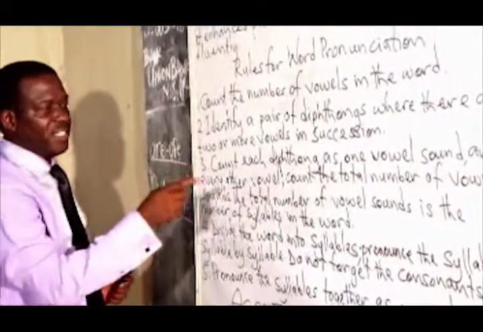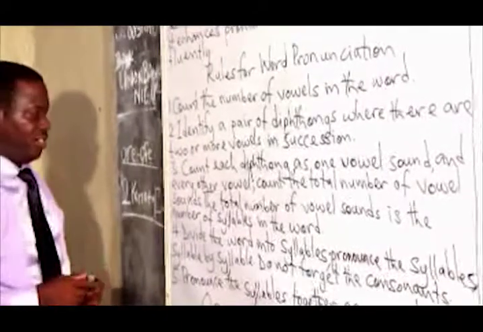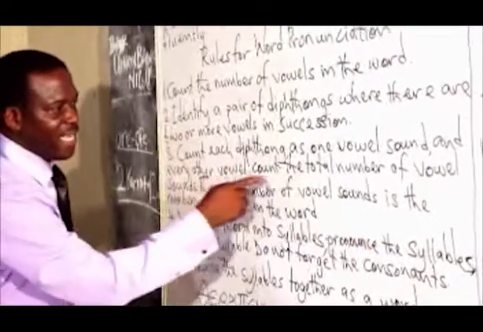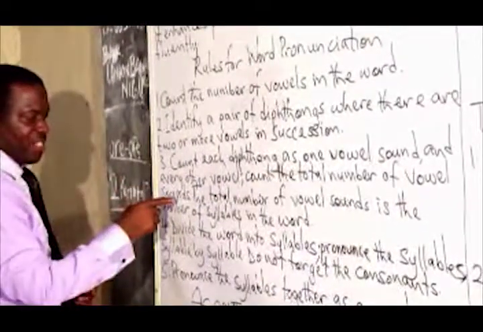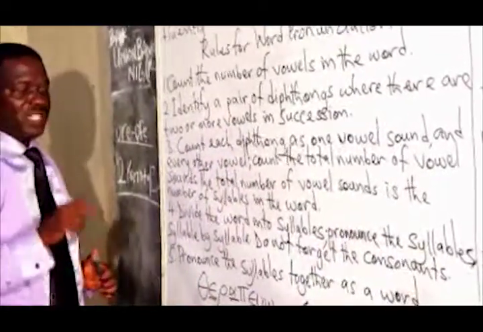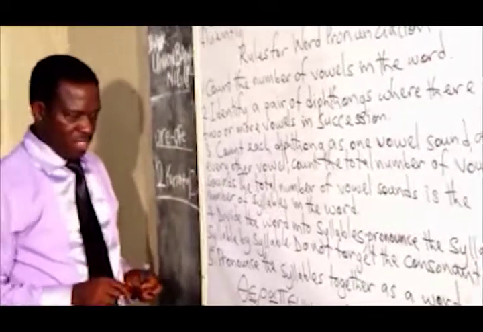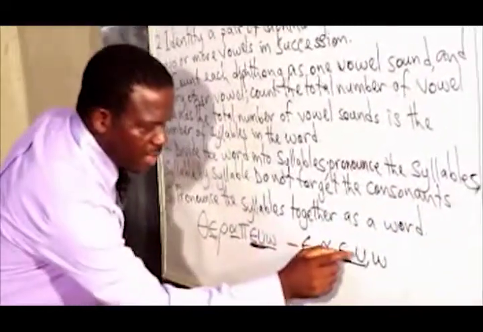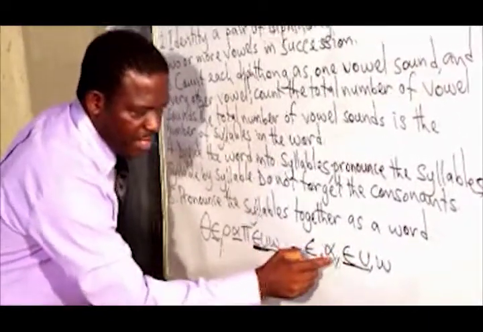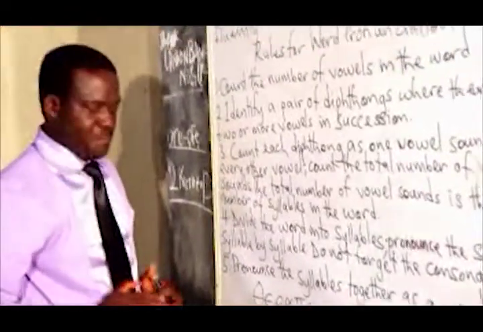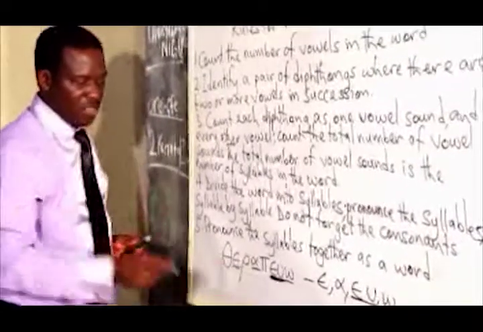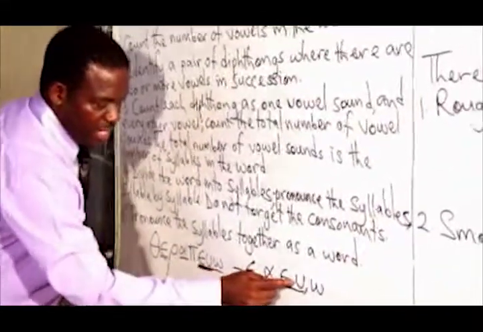Number 3 says count each diphthong as 1 vowel sound and the other vowels. Then count the total number of vowel sounds. The total number of vowel sounds is the number of syllables in the word. Then we have this diphthong as 1, this vowel as 2, 3, 4. That means we have 4 vowel sounds, because this diphthong is considered as a vowel sound. 1, 2, 3, 4.